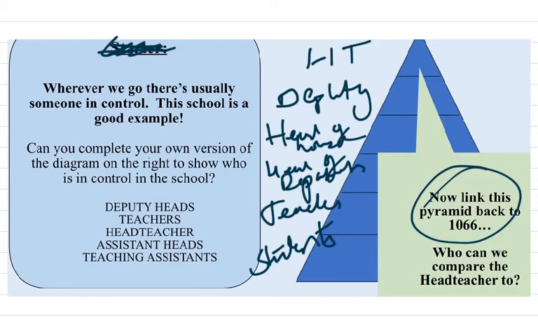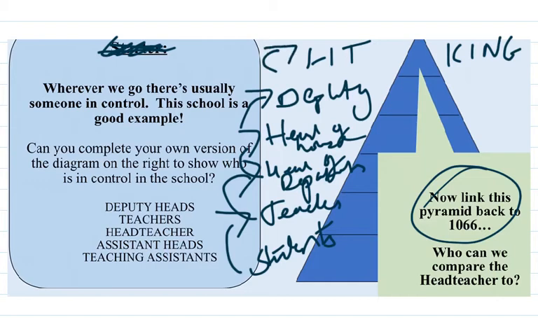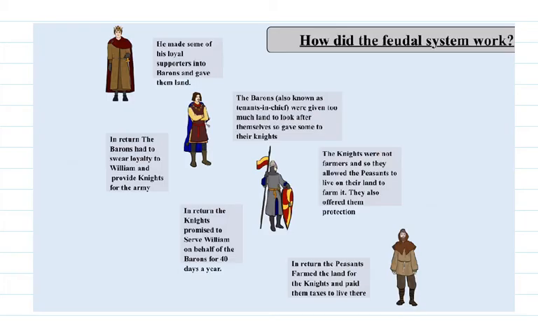Who can we compare the head teacher to? Obviously, that would be the king. Now, in a school, and you guys might not know, but everybody has their own roles, and they all feed back to the person next up in the chain. So you guys, you do what I tell you to do. I do what my head of department tells me to do, and so on, all the way to the top. Now, that's a similar thing to what William had, and it's called the feudal system.